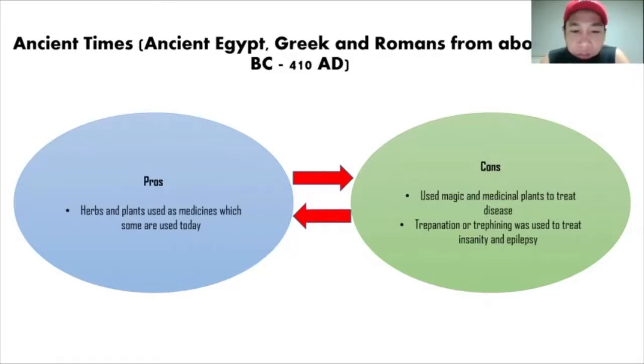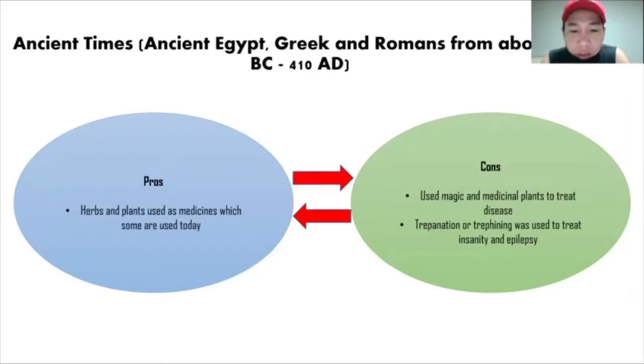Remedies derived from 500 plants, for example, garlic, juniper, cannabis, castor beans, aloe, and mandrake. For the cons, even they used magic and medicinal plants to cure a disease, but the problem is it couldn't cure the disease perfectly.